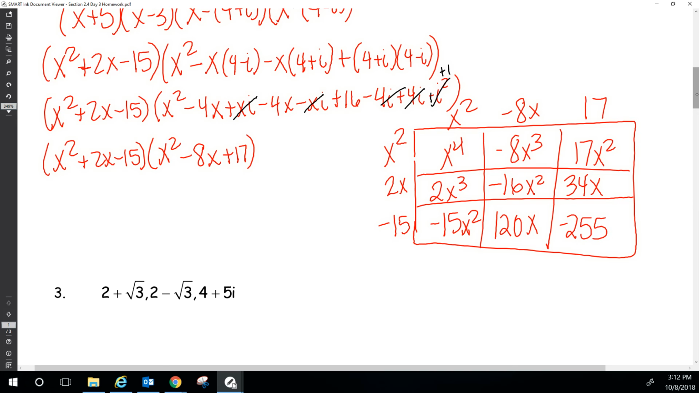All right, going along my diagonals, that gives me x to the 4th. 2 minus 8 would be negative 6x cubed. Negative 15 minus 16 would be negative 31. Plus 17 would be negative 14. Sorry, I'm just getting negative 14x squared. And then 120 plus 34 would be 154x minus 255.